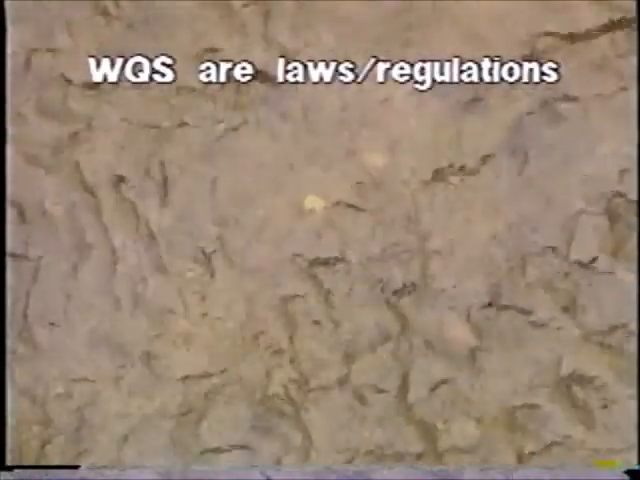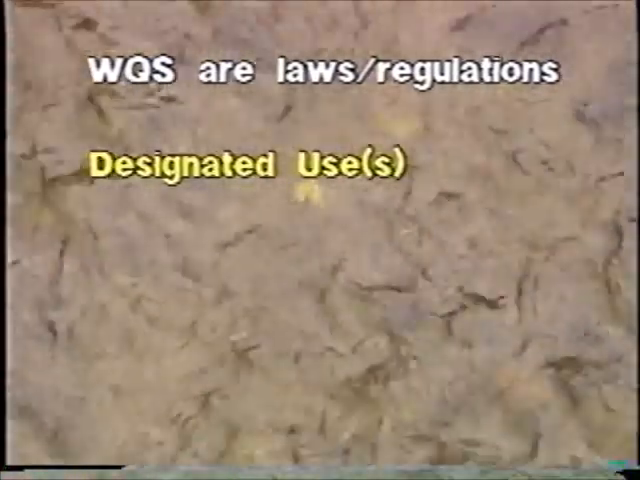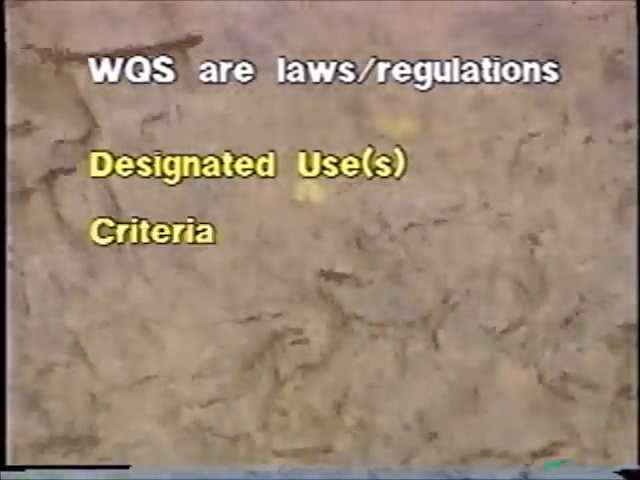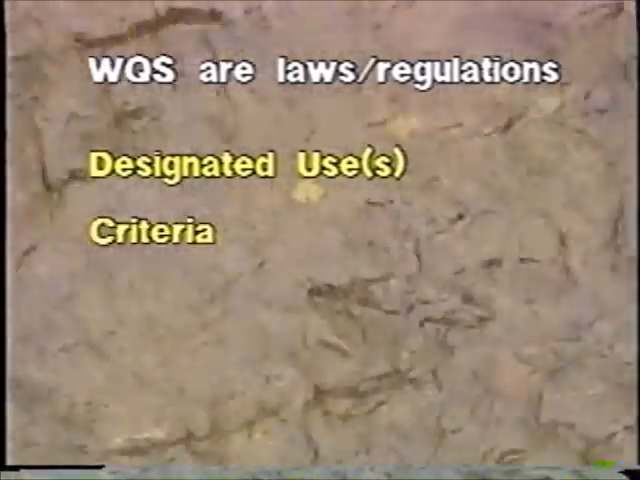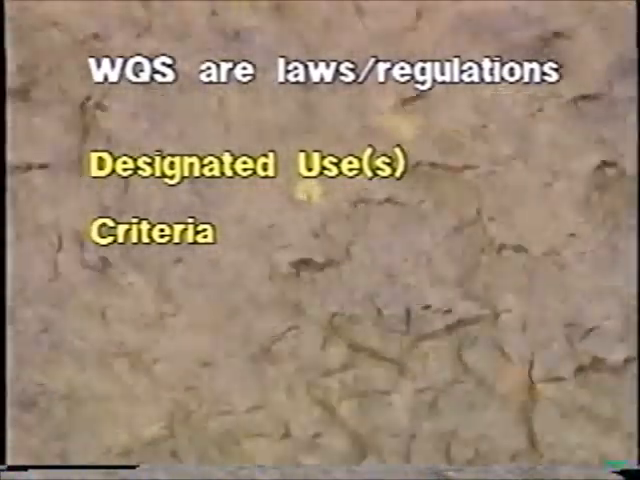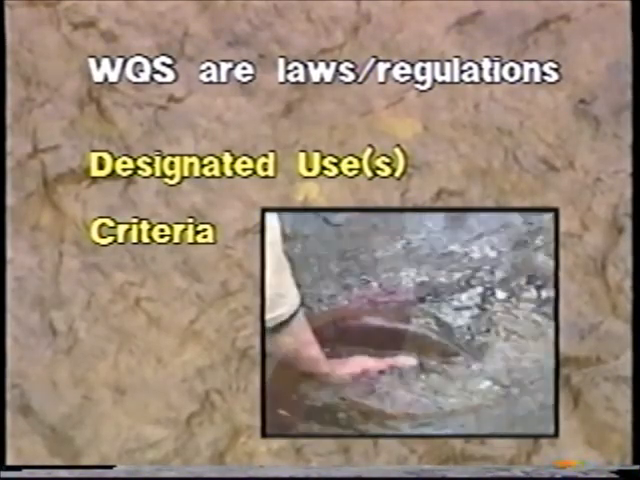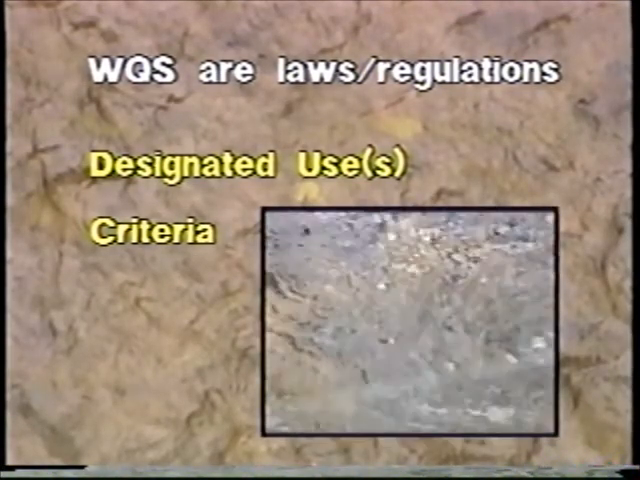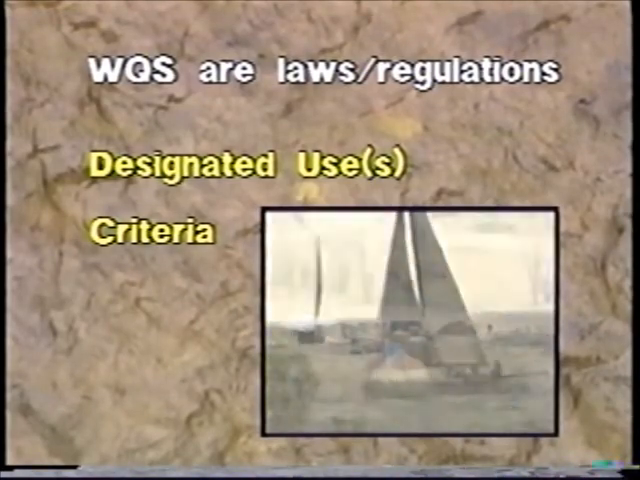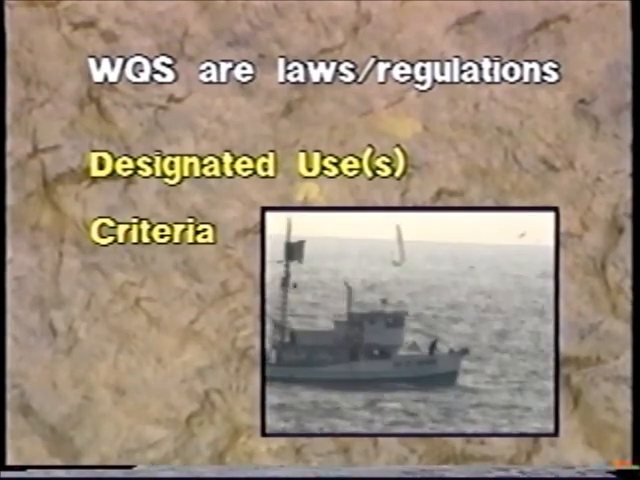Let's begin with some background. Water quality standards are laws or regulations which consist of the designated use or uses of a water body or segment of a water body, and the water quality criteria necessary to protect the designated use or uses of that water body. Examples of uses are public water supplies, propagation of fish and wildlife, recreational purposes, agriculture, industrial uses, navigation, and other such uses.